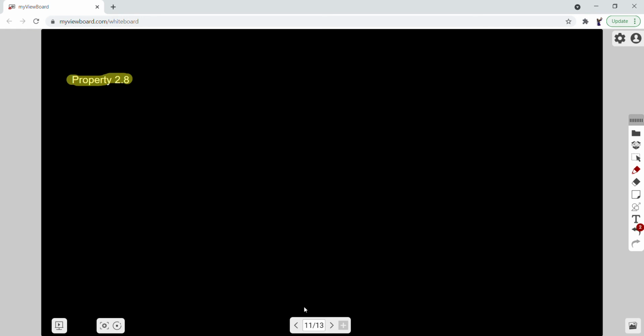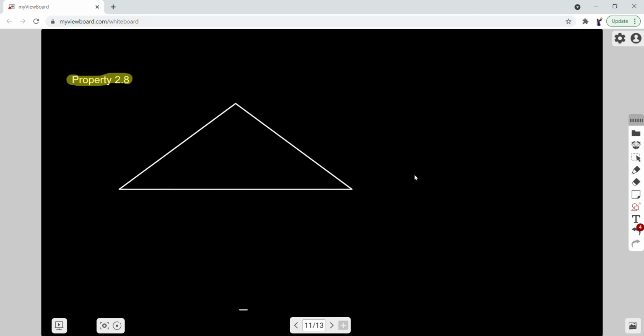And now let's look at property 2.8. The angle opposite to the greatest side will be, one sec, let me draw it. Yep, this should be fine. And now the greatest side, if this is the greatest side, then this has to be the greatest angle, and I'm gonna prove that one.